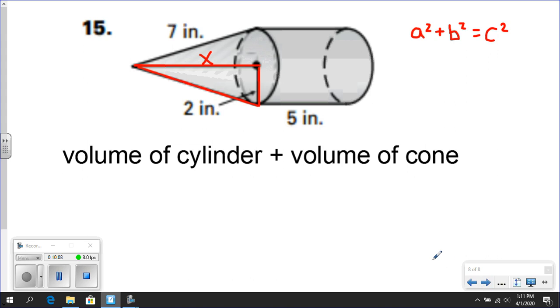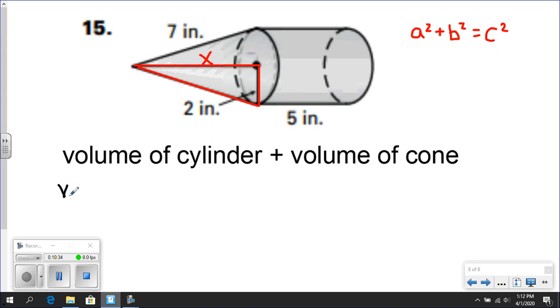And my last problem here, I want to find the volume of this solid. If you notice, I have a cylinder and I have a cone. So to find the total volume, I'm going to have to find the volume of the cylinder and the volume of the cone and add them together. So let's start with the cylinder.